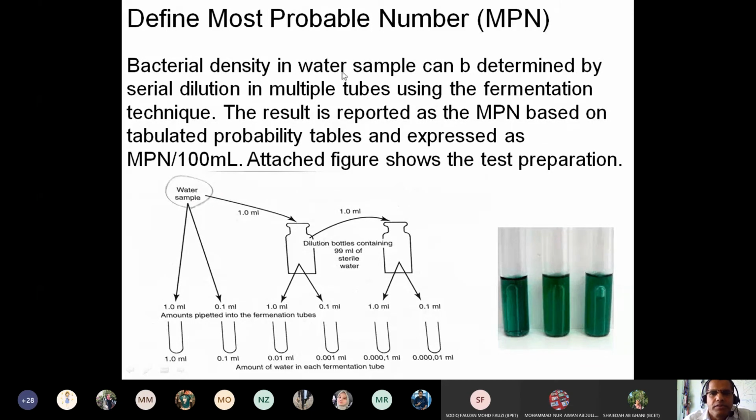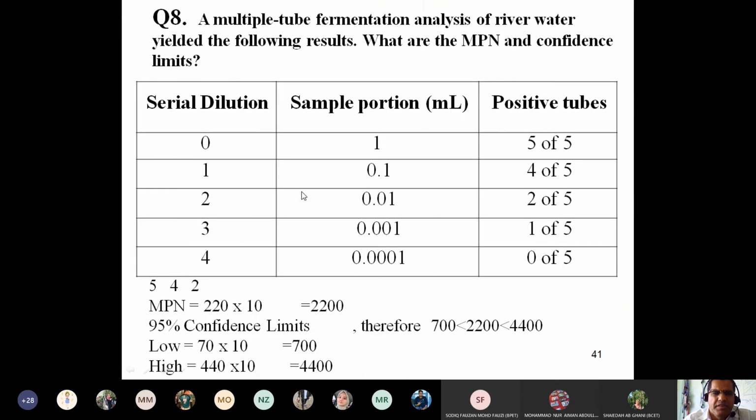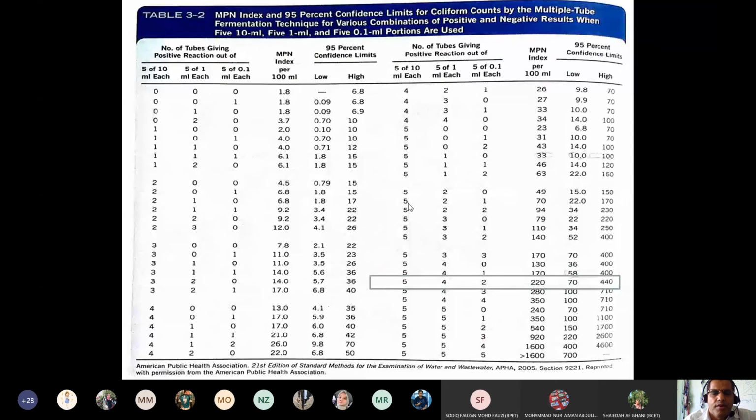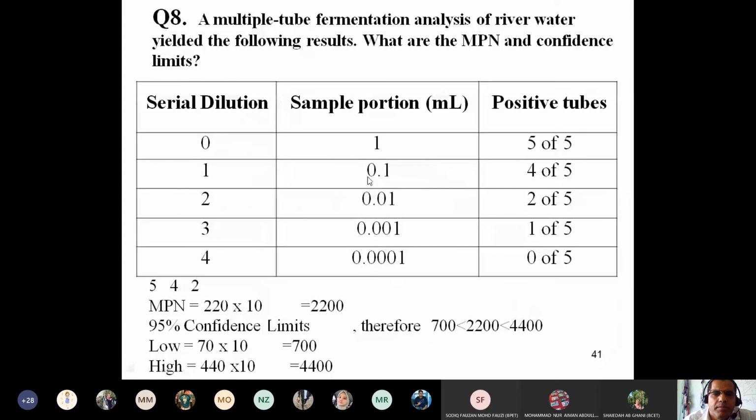Bacterial density in a water sample can be determined by serial dilution in multiple tubes using the fermentation technique. The result is reported as the MPN based on tabulated probability tables and expressed as MPN divided by 100 milliliter. The attached figure shows the test preparation. And this is the figure. Okay, we see how to use this table to make it clear for you.